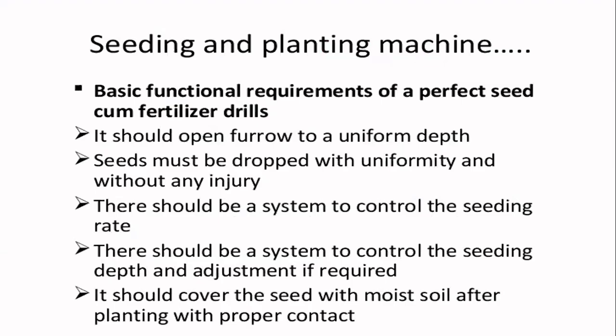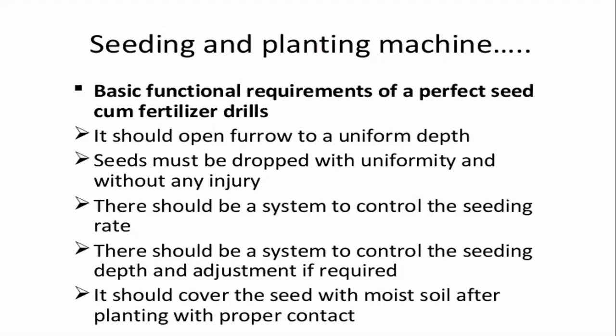Basic functional requirements: it should open the furrow to a uniform depth. Seed must be dropped with uniformity and without any injury. If there is injury, the seed will not germinate. So spacing will affect it then. There should be a system to control the seeding rate. I told you it's called the seed metering device mechanism. There should be a system to control the seeds and adjust for requirement.